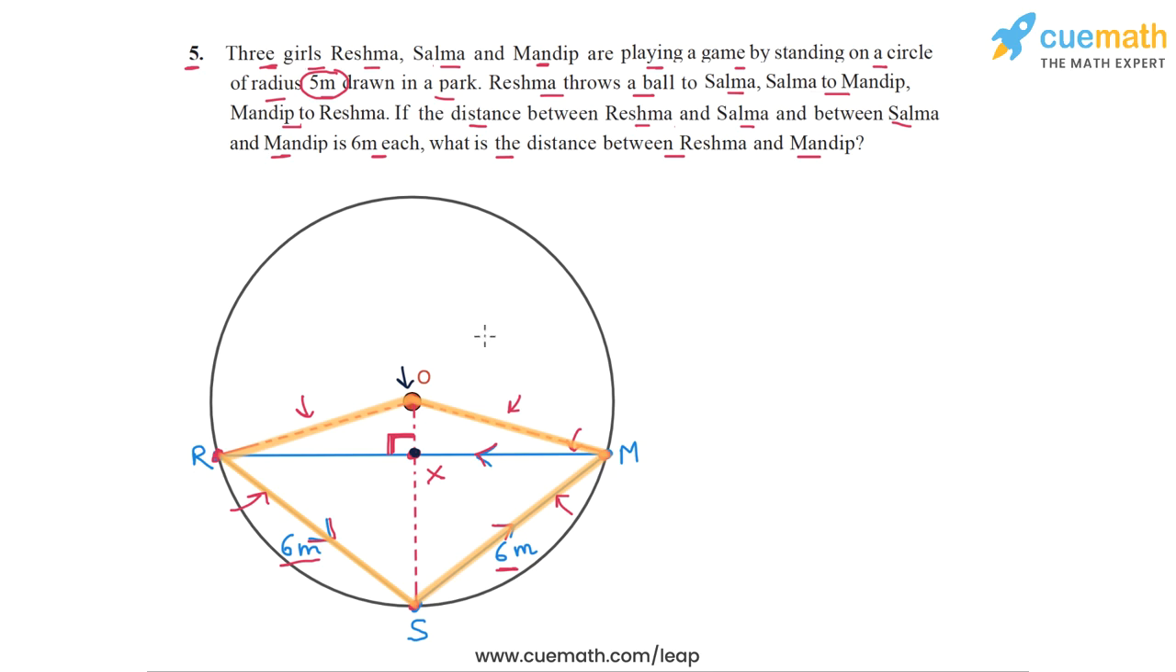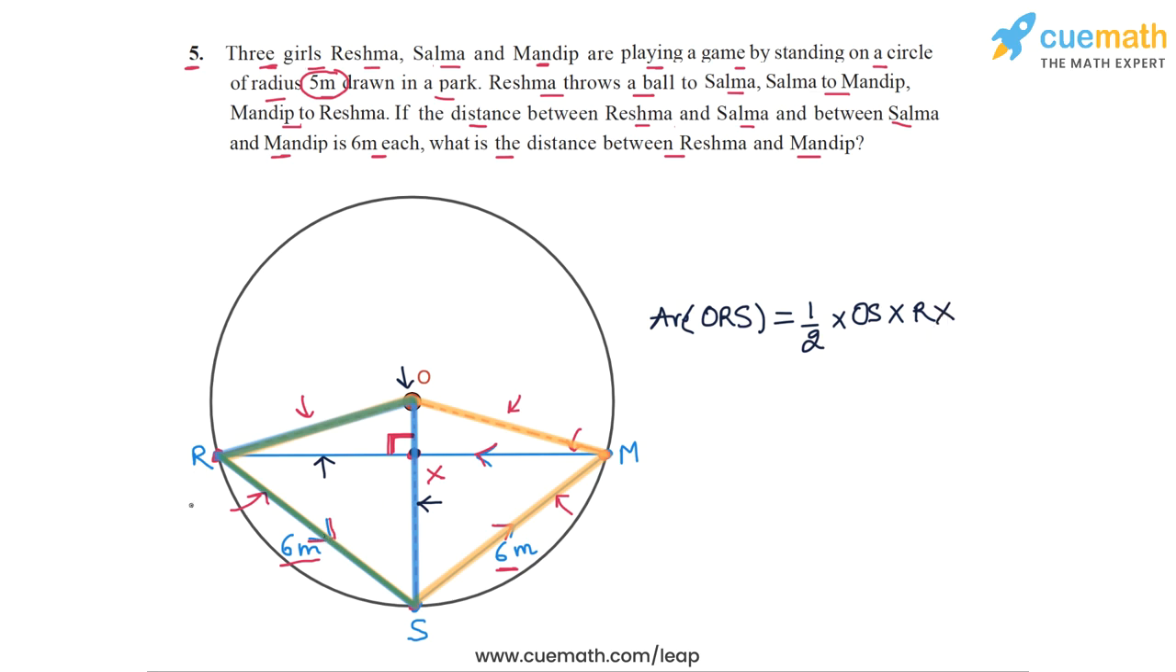Now the next step will be to consider this triangle ORS. So I'm now going to highlight this triangle ORS, and we are now going to write the area of this triangle in two different ways. One way to write the area of this triangle is to take the base as OS, and if you take the base as OS, then the altitude will be RX. So the area of ORS can be written as half into the base OS into the altitude RX.